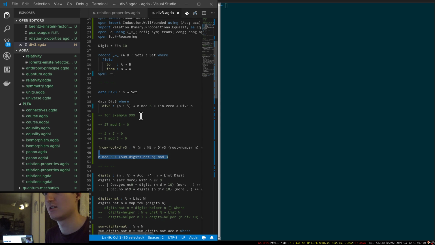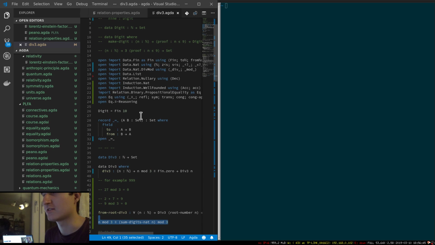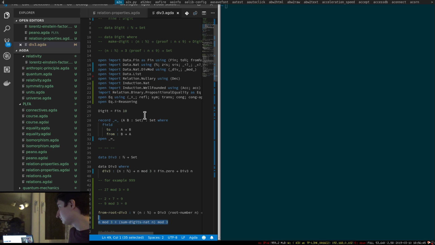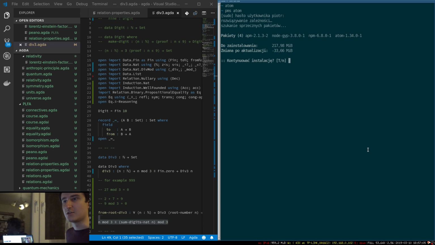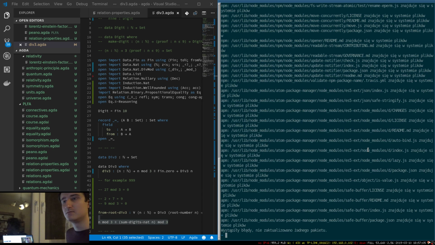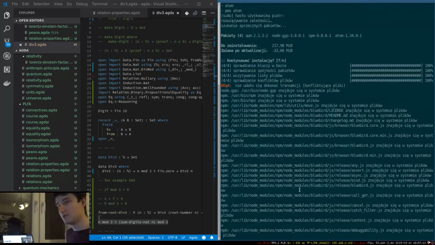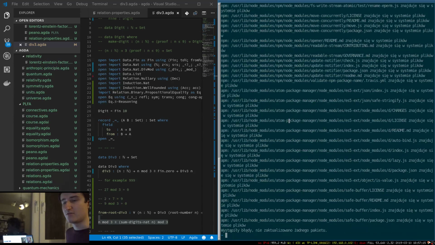I don't really use Atom. I prefer VS Code. Do I have Atom even installed? No. Let's try. You see, it is not. It can't even install. Why is that? Because I have npm install apm installed globally like this. Atom package viewer.